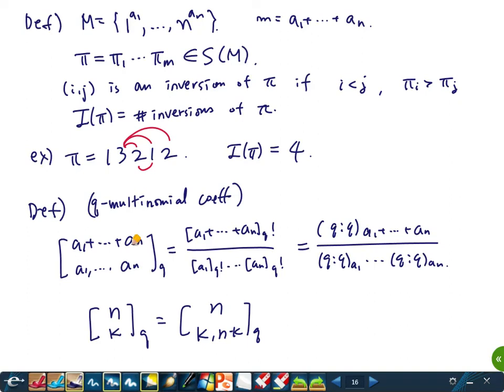Again, it is not clear just from this definition whether this is a polynomial in q. But it is a polynomial in q. We will see in a moment. Okay, let's see the proof. Let's see what this represents.